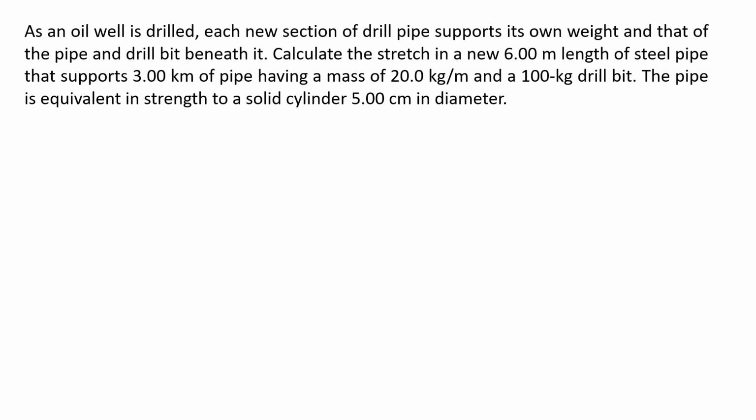As an oil well is drilled, each new section of drill pipe supports its own weight and that of the pipe and the drill bit beneath it. Calculate the stretch in a new 6.00 meter length of a steel pipe that supports a 3.00 kilometer pipe having a mass of 20.0 kilogram per meter and a 100 kilogram drill bit. The pipe is equivalent in strength to a solid cylinder 5.00 centimeter in diameter.